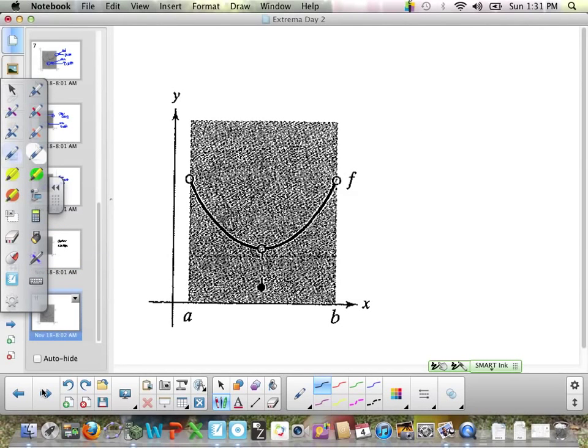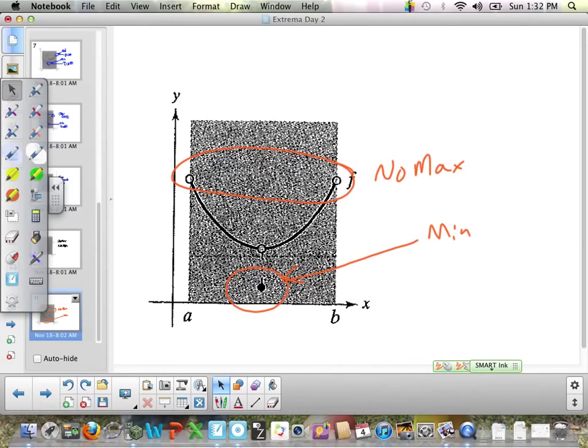And finally, let's go orange here. Max? Nope, open circles, no max. Is there a min? Yes, the min in this case, because there's a closed circle, has a minimum value right there, whatever it is, say 1 between A and B.